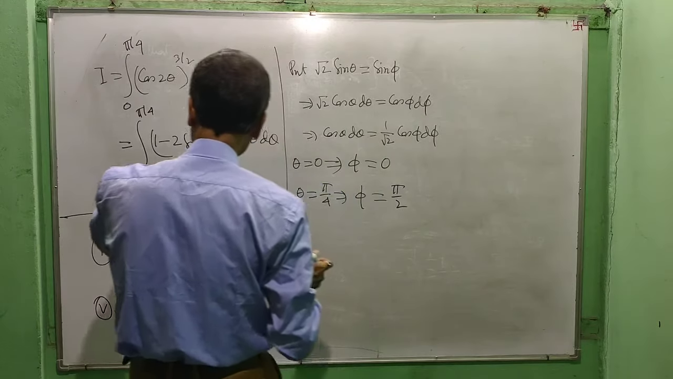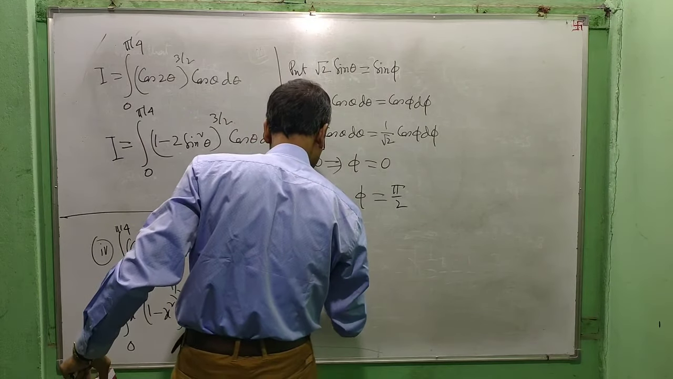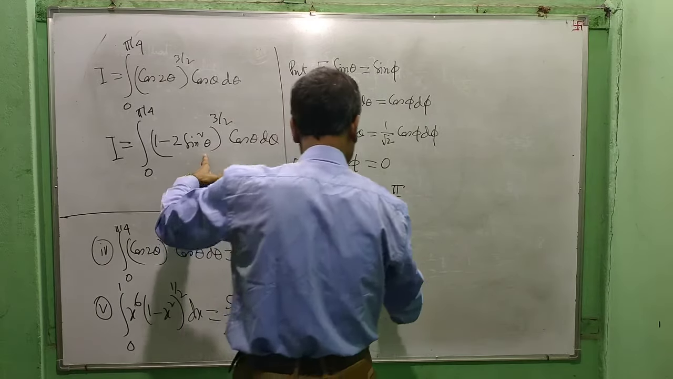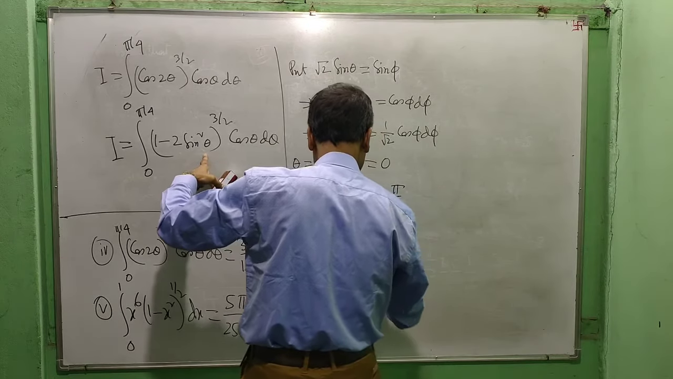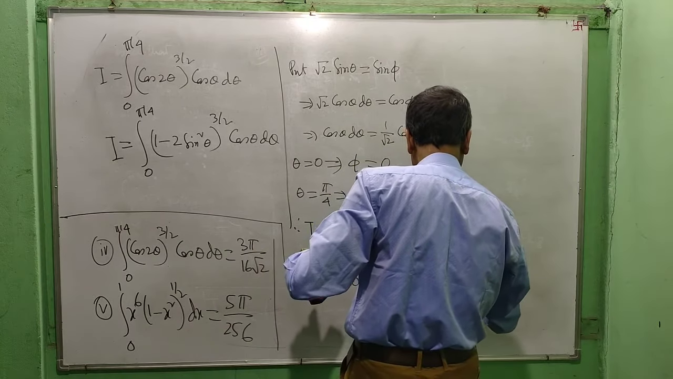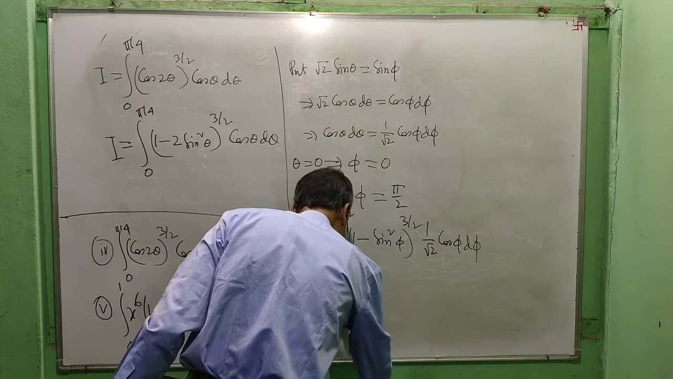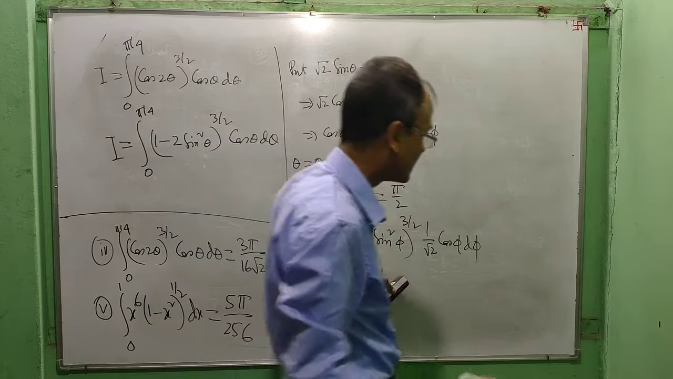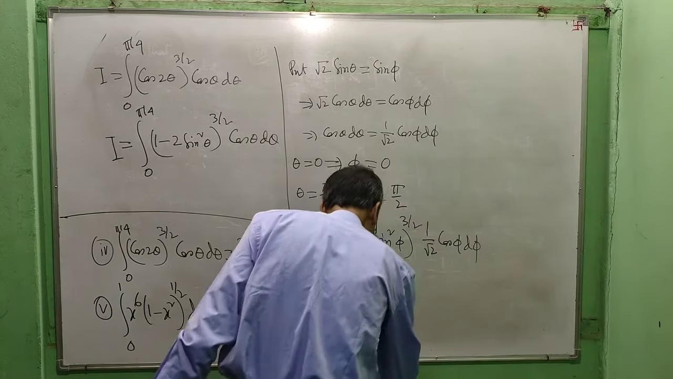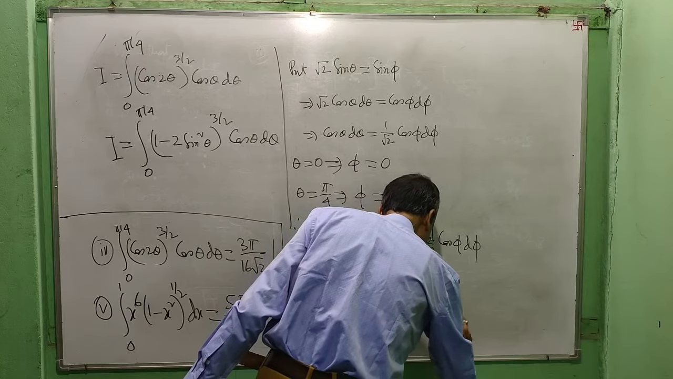Therefore, the integral I will be equal to integration phi equal to 0 to pi by 2 of 1 minus sin square phi, whole to the power 3 by 2, with cos theta d theta being 1 by root 2 cos phi d phi. This is equal to integration 0 to pi by 2 of cos square phi whole to the power 3 by 2, that is cos cube phi, into 1 by root 2 into cos phi d phi.